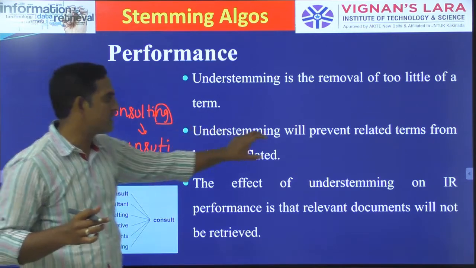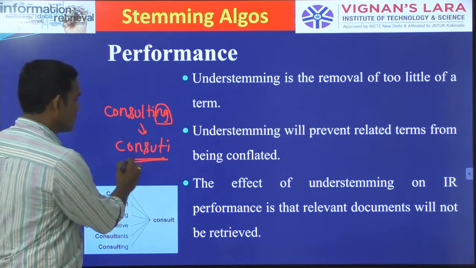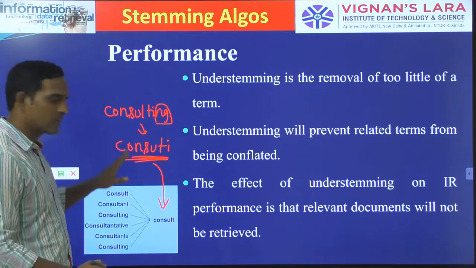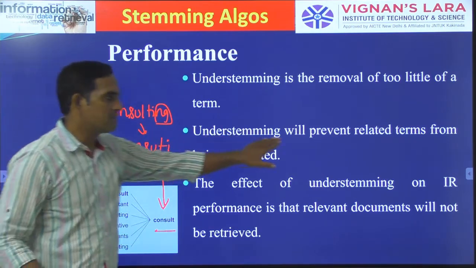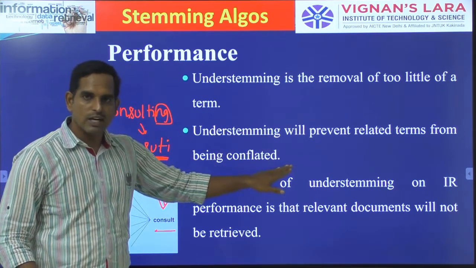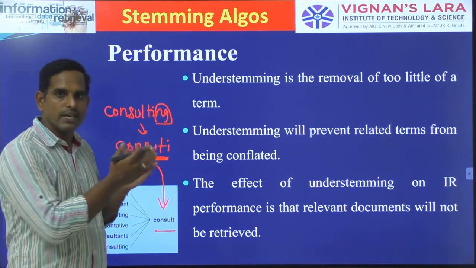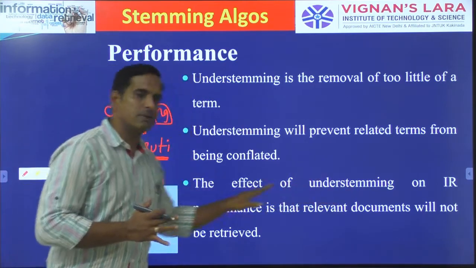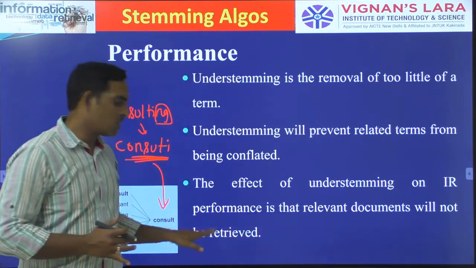Under stemming will prevent related terms from being conflated. So now if I stem this word only by two letters, then it cannot be stemmed into the word consult. So under stemming prevents related words from being conflated, so they will not be reduced to one stem. The effect of under stemming on information retrieval performance is that relevant documents will not be retrieved.